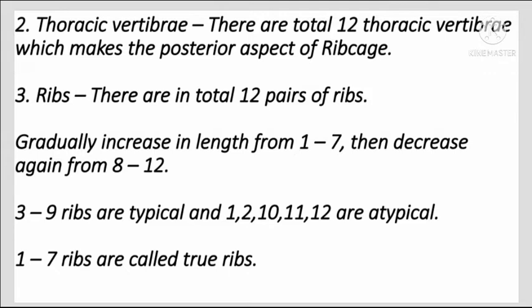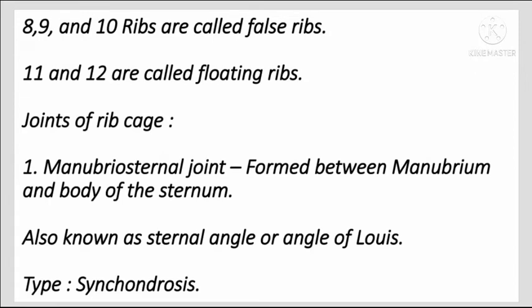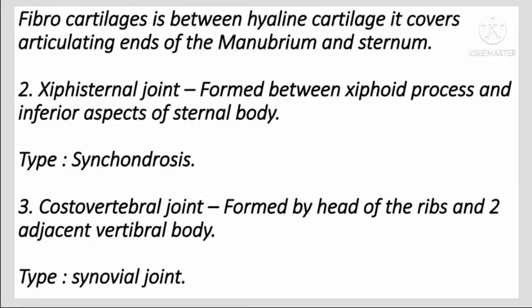Ribs 1 to 7 are called true ribs. Ribs 8, 9 and 10 are called false ribs. The 11th and 12th are called floating ribs. Joints of the ribcage: the manubriosternal joint is formed between the manubrium and the body of the sternum, also known as the sternal angle or angle of Lewis. Type: synchondrosis.